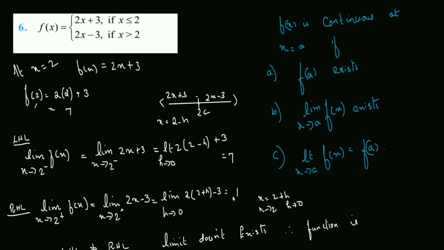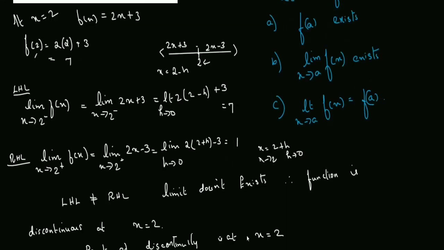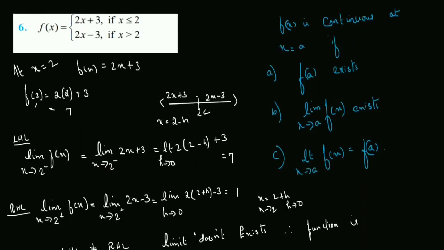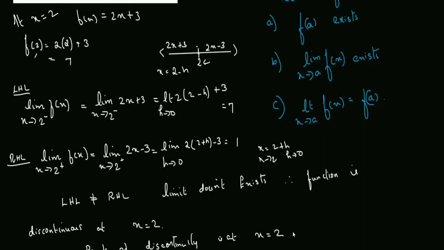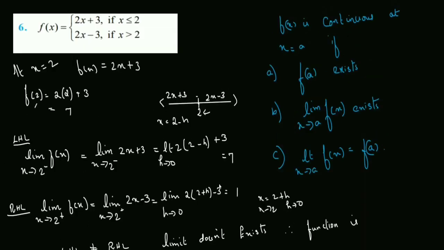So you can see that the left limit is not equal to the right limit. That means the limit doesn't exist. The second condition is not satisfied. If the limit doesn't exist at a particular point, that means the function is not continuous at that point. That means the function is discontinuous at x is equal to 2. So the point of discontinuity of this function is 2. Left of 2 and right of 2, it is a continuous function because left of 2 we can see a linear function and right of 2 is also a linear function. At 2 there is a break.